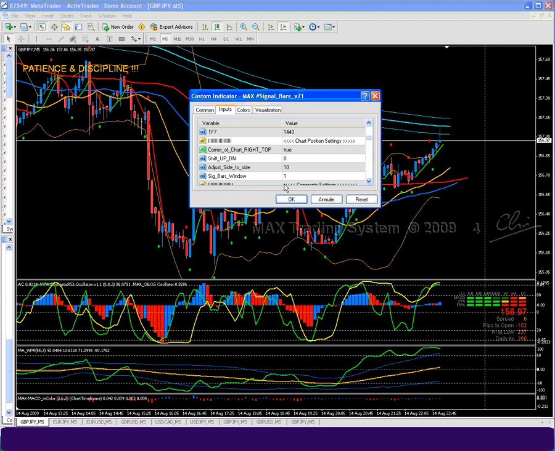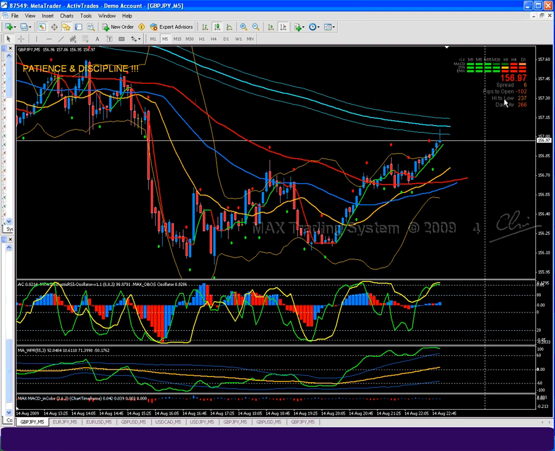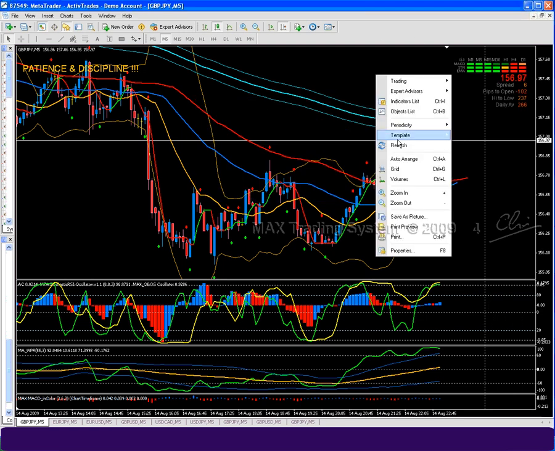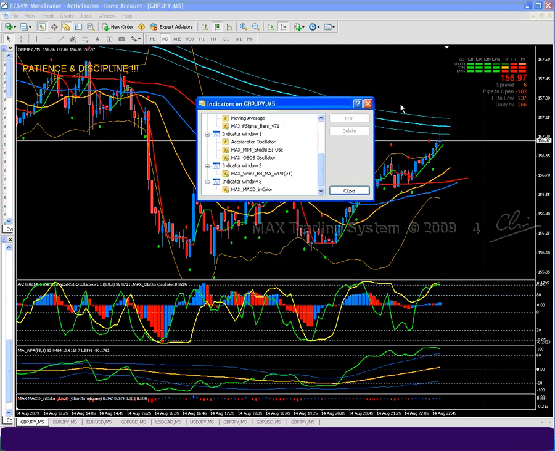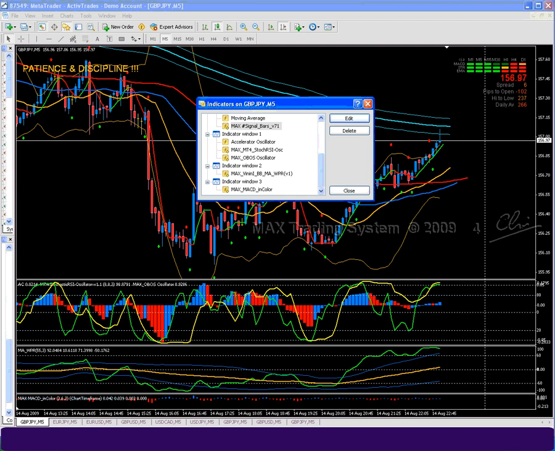Another parameter which is important is the signal bar window. If you put 0 here, let's put 0, the indicator will appear in the first chart, so in the zone 0. And if you put 1, in the signal bar window, like we prefer to do, the indicator will appear in this zone. Okay?